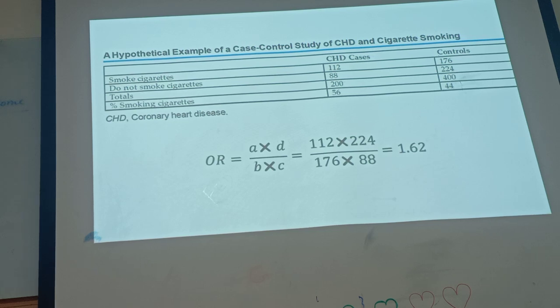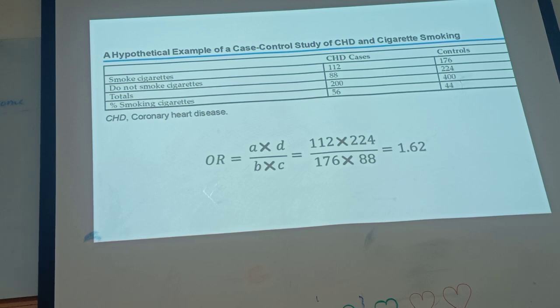How can you interpret 1.6? Yeah, it is more than 1. So it means that smoking is a risk factor for coronary heart disease. 1.6 times more.